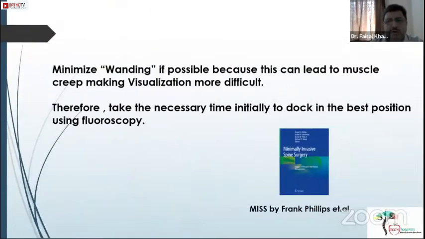Last but again very important point, by Frank Phillips from MISS: minimize winding. He suggested minimizing winding if possible, because this can lead to muscle creep, making visualization more difficult. Therefore, take the necessary time initially to dock in the best position using fluoroscopy.